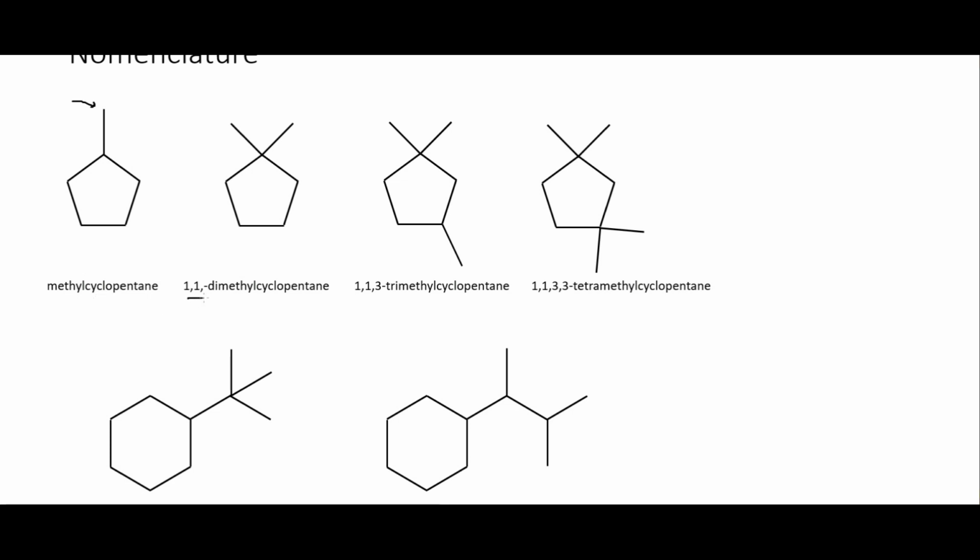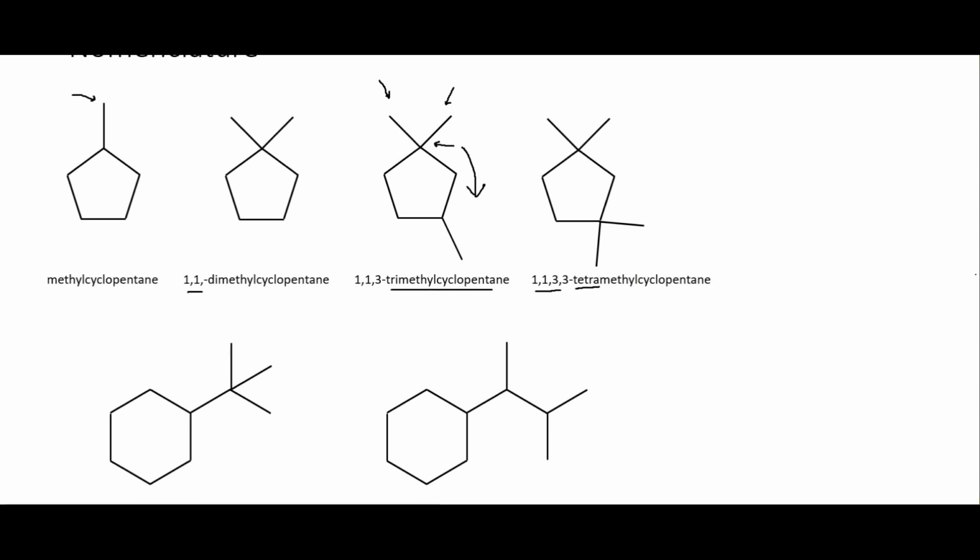Then we can have 1,1-dimethyl cyclopentane. We have these on here, and this is the most substituted, so this carbon will be our 1 carbon, and so we call this 1,1. Then we want to number it going around this way towards the next closest substituent. So that's 1,1,3-trimethyl cyclopentane. We can have, say, 1,1,3,3-tetramethyl cyclopentane, so tetra here meaning 4. So that is the way that the naming is done there.